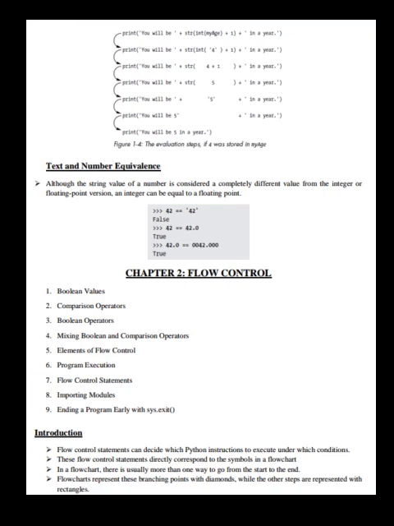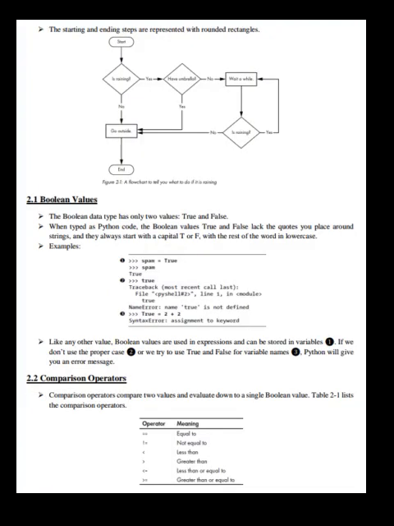Now let us see the introduction. Flow control statements can decide which Python instructions to execute under which conditions. These flow control statements directly correspond to the symbols in a flowchart. In a flowchart, there is usually more than one way to go from the start to the end. Flowcharts represent these branching waypoints with diamonds, while the other steps are represented with rectangles. The starting and ending steps are represented with rounded rectangles.